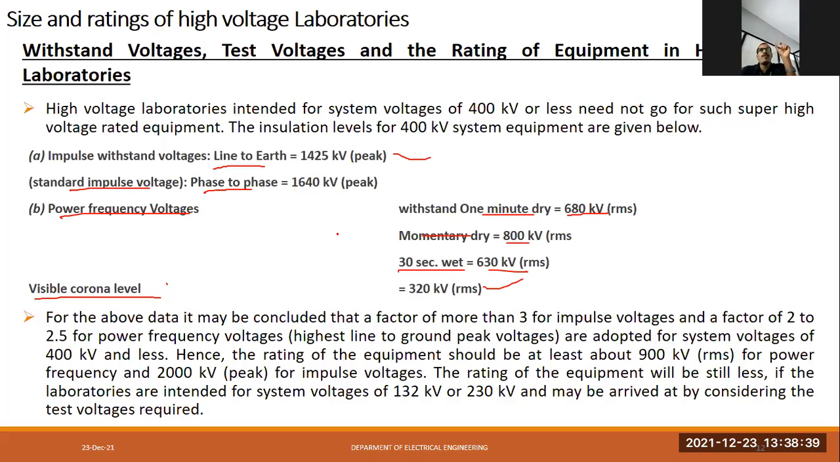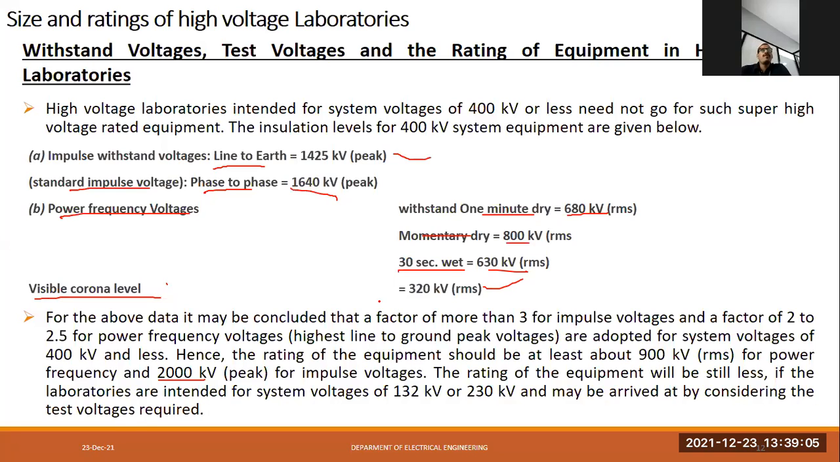So whatever the rating of the equipment we are thinking about, it should be around 900 kV, and that is again in RMS. And for the power frequency voltages, that should be around 200 kV. So that should be your impulse voltage. Why? Because 1640 kV is your peak value. So above that, there should be 200 kV.